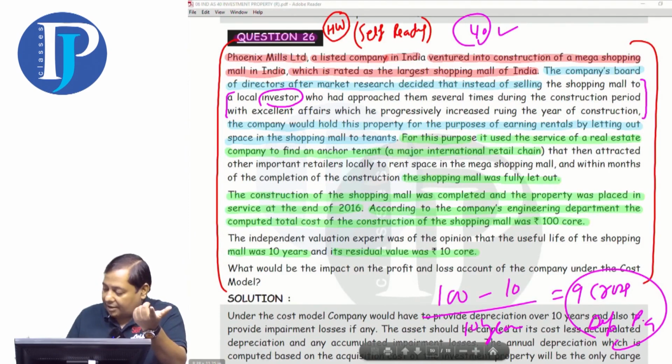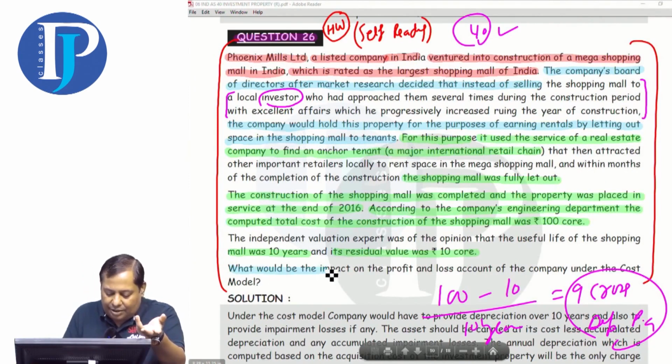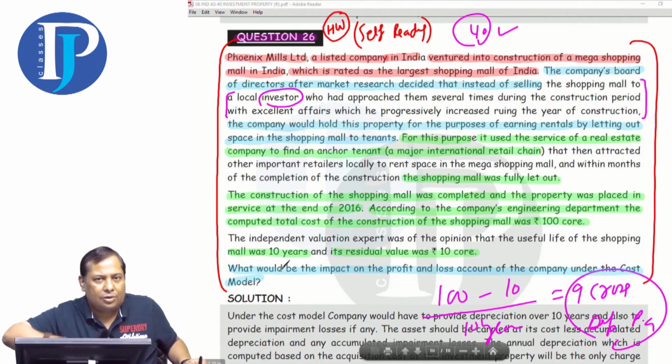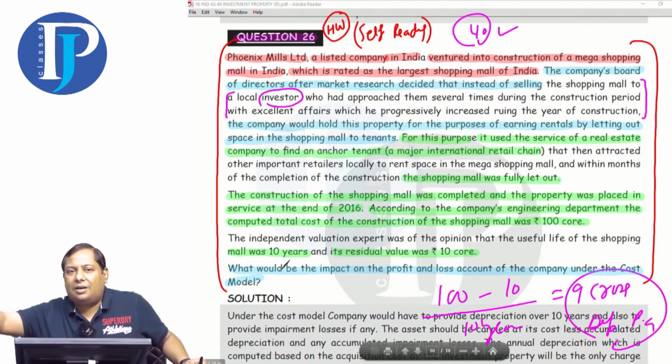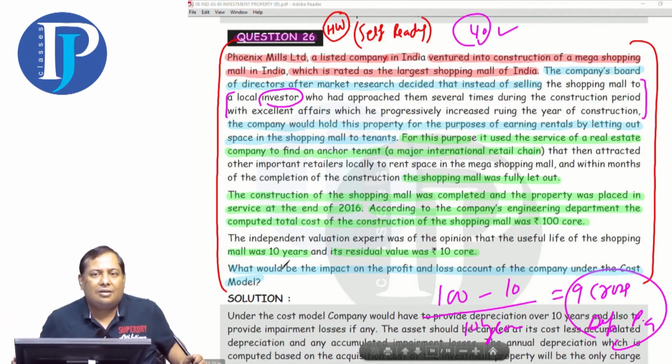And what is the question asking us? The cost is 100 crore, residual value is 10 crore, lifespan 10 years, depreciation of 9 crore. Therefore, what would be the impact on the profit and loss of the company under the cost model? We charge depreciation in the cost model and record it in profit and loss. We will only write this: depreciation will be charged as an expense in the profit and loss account and rentals shall be credited to the profit and loss account. So in the P&L account, both will be recorded.